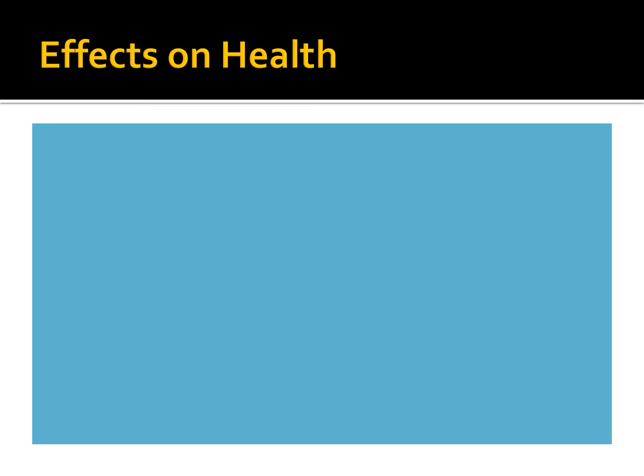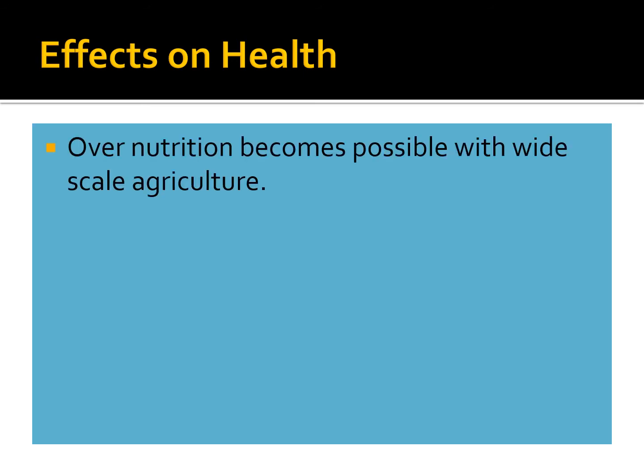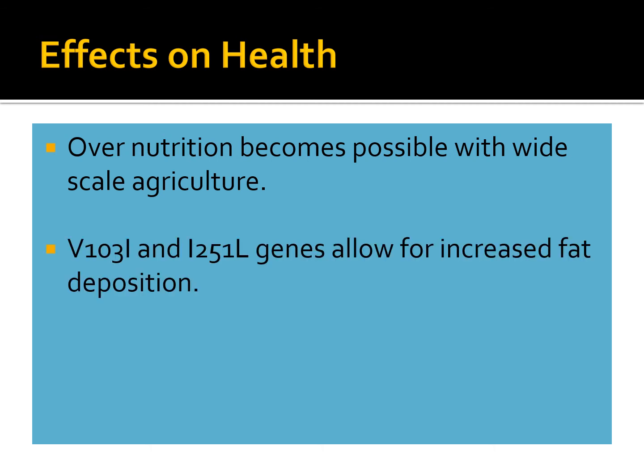So what effects does domestication and agriculture have on human health overall? Well, this is really what has allowed overnutrition to become possible with wide-scale agriculture, right? This is where humans now have the capability to acquire far more calories than they actually need on a daily basis. We have changes that occurred in the V103L and the I251L genes, which allowed for increased fat deposition.